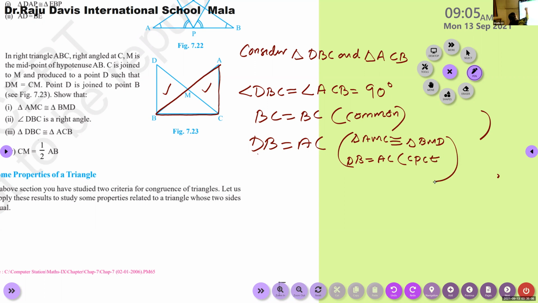See, side, angle, side. So triangle DBC is congruent to triangle ACB by SAS congruence rule. By SAS congruence rule, DBC is congruent to ACB. Okay.